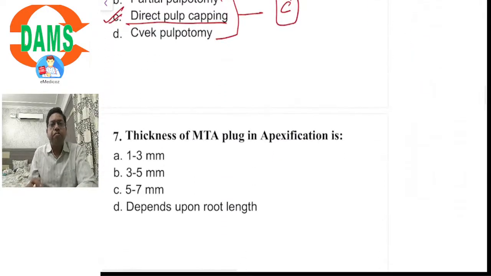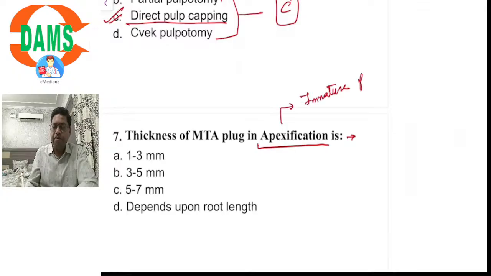Coming over to question number 7. The thickness of MTA plug in apexification is 1 to 3 millimeters, 3 to 5, 5 to 7, or depends upon the root length. See, apexification is the conventional treatment for immature pulpless teeth.